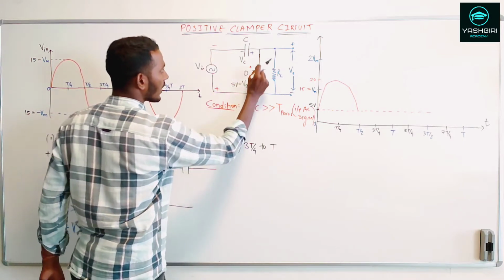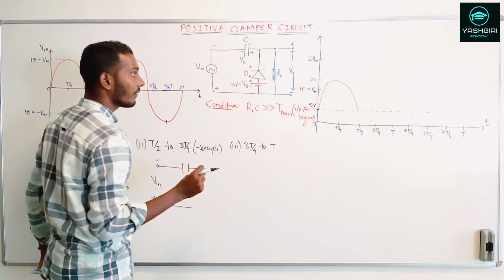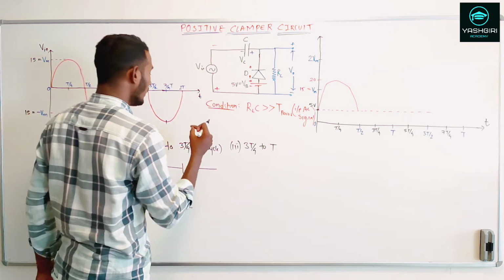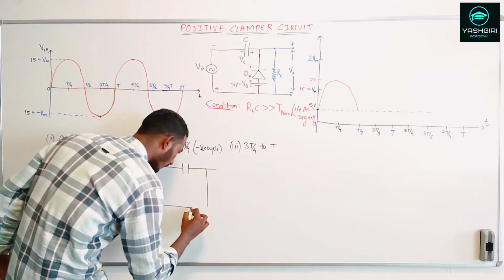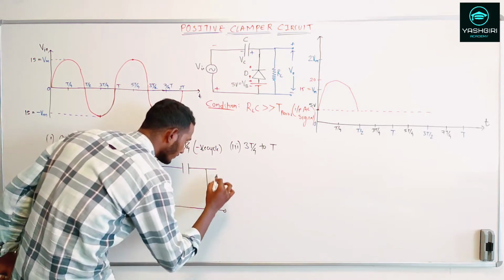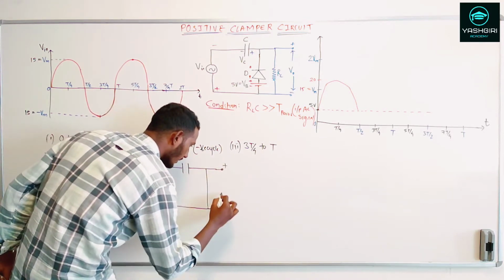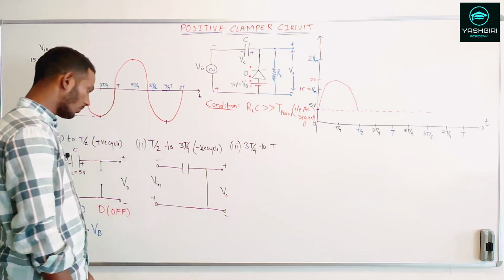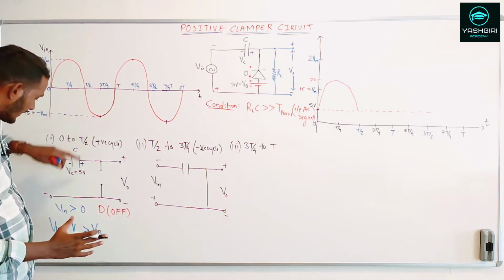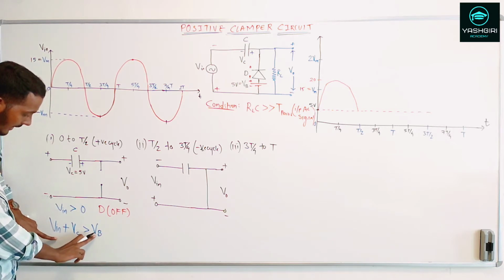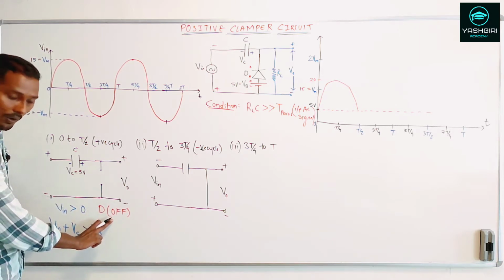That means there are some chances that the diode can be forward biased. All right, so here the V in, what you will find in this region, is plus and minus, and we are interested in the V out. So if the magnitude of V in plus Vc is greater than Vb, then the diode will be in the off state.